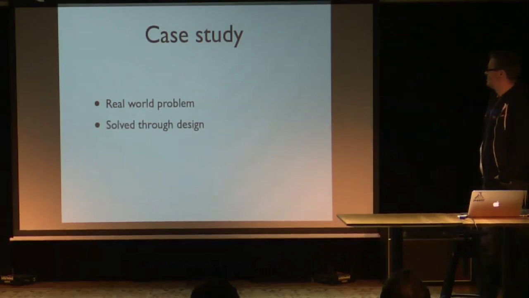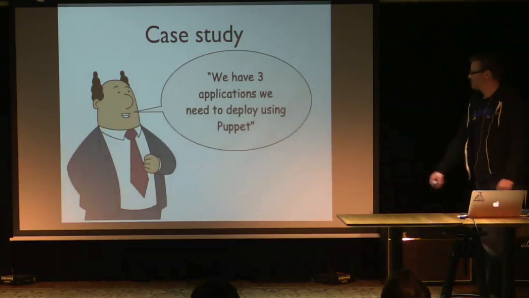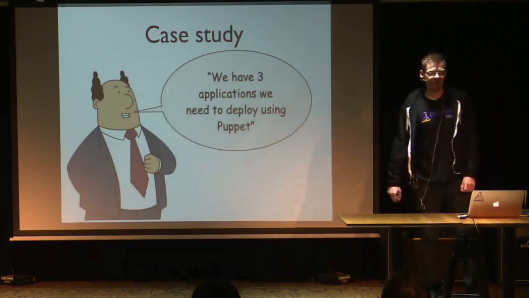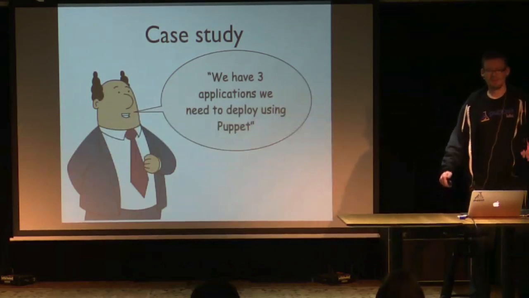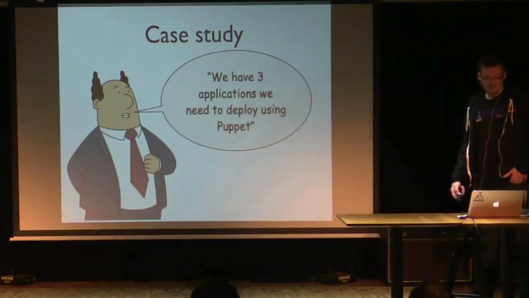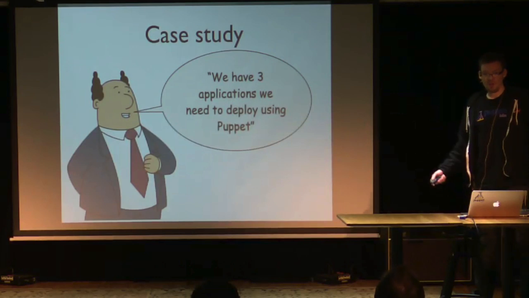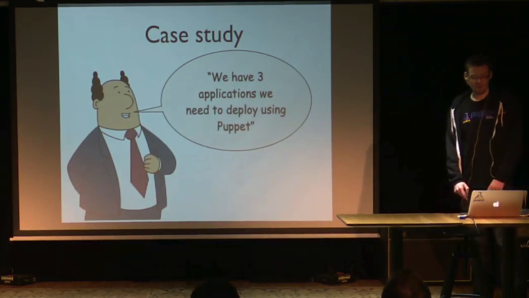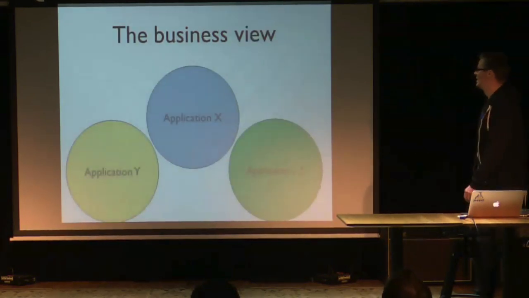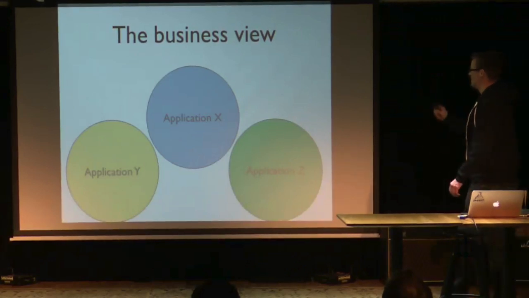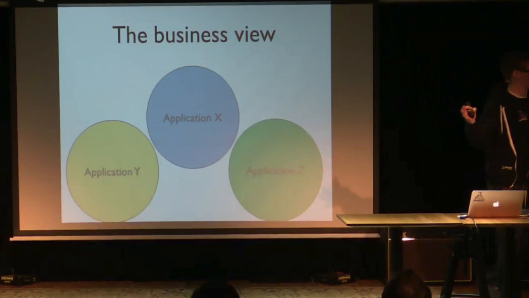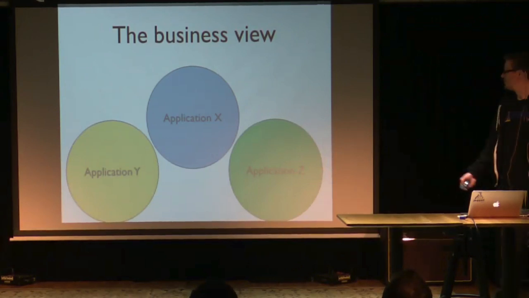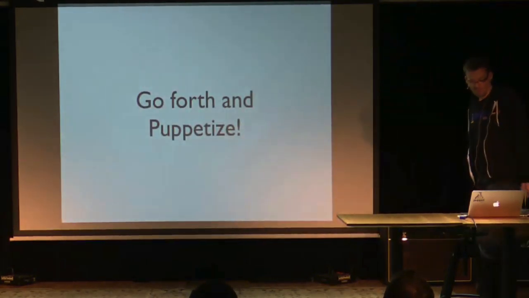So the first thing that happened is the business comes up to us. We've got 3 applications we want to deploy using Puppet. And we're like, that's awesome, because we write Puppet. Let's do it. So we asked the business, okay, show us what you got, show us what you need us to put into Puppet, and we'll do it. So they did. We have applications X, Y, Z. The business view is this: they just see 3 separate applications. They want them in Puppet. So we're like, all right, we'll do it.